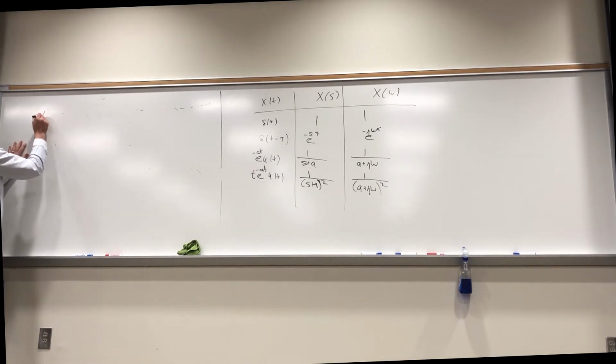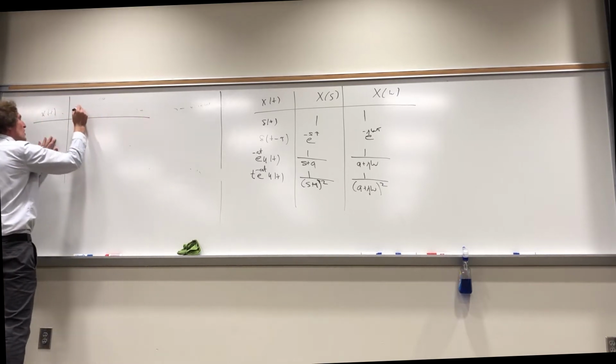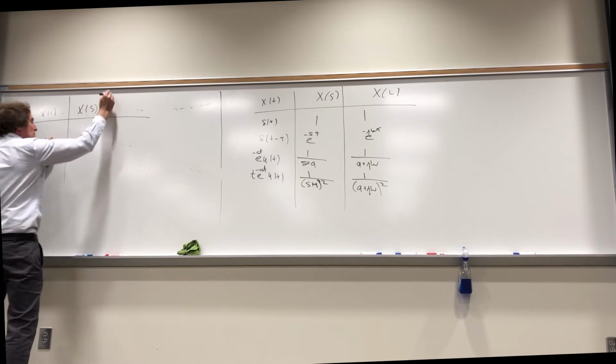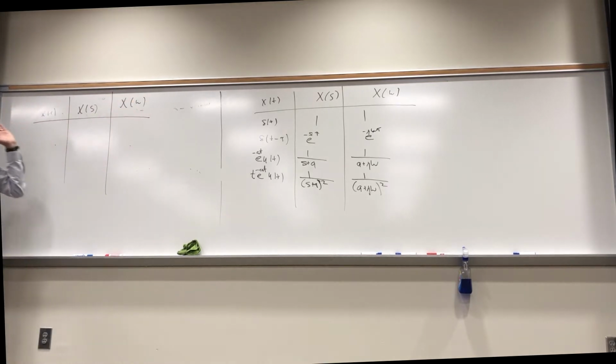So if we have an x of t here, and we have our x of s, this is going to be the property, and we want to know what the property is for x of omega. These are all properties now.